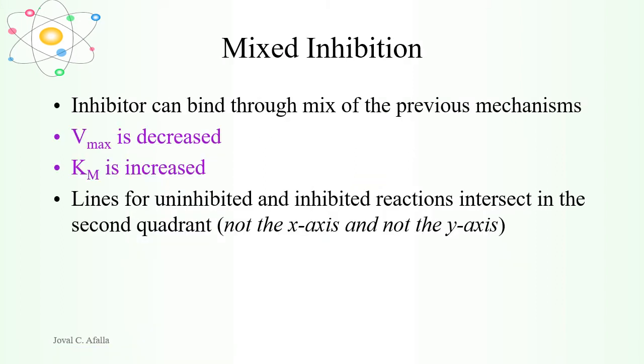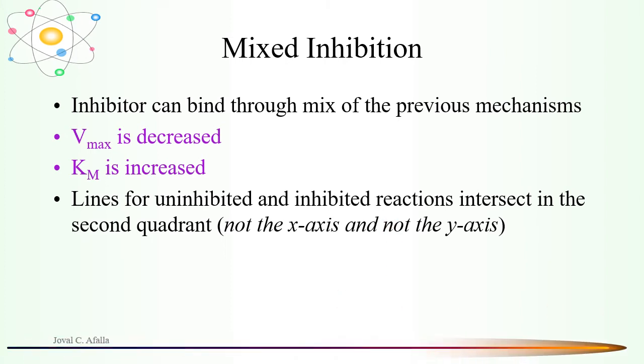And then let's complicate our lives a little bit more. You can also have mixed inhibition, wherein your inhibitor can bind through a mix of the previous mechanisms. Effect: Vmax is decreased, Km can be increased. Lines for the uninhibited and the inhibited reactions intersect usually in the second quadrant, no? Not on the x-axis and not on the y-axis. So in that case, you have mixed inhibition. We will not go through the mathematics of this anymore.